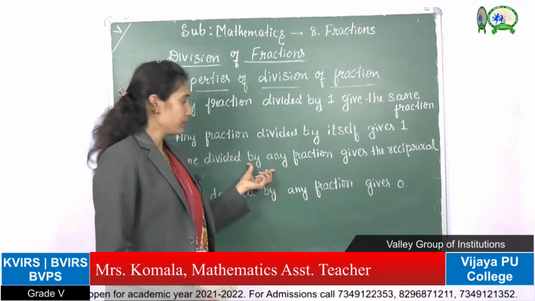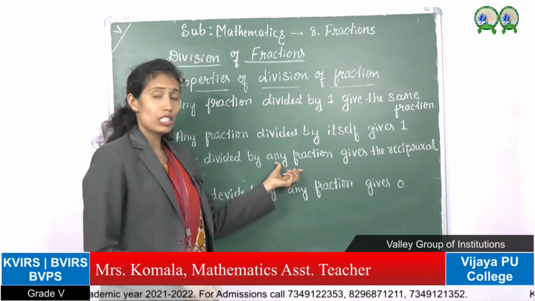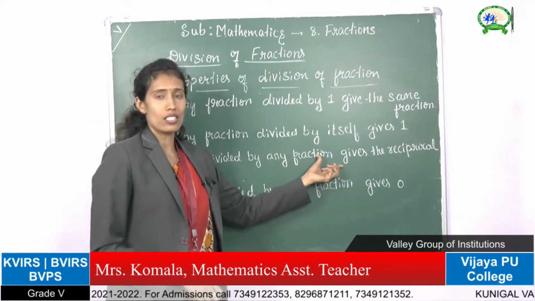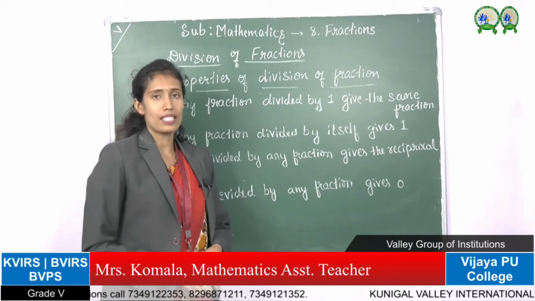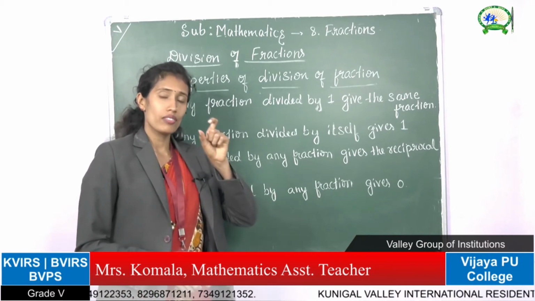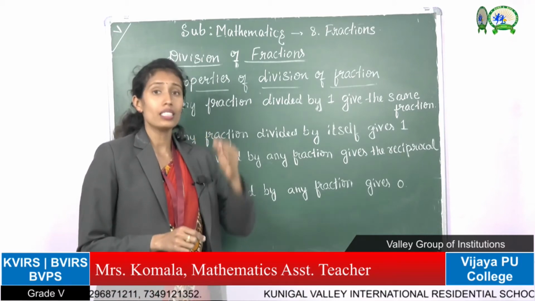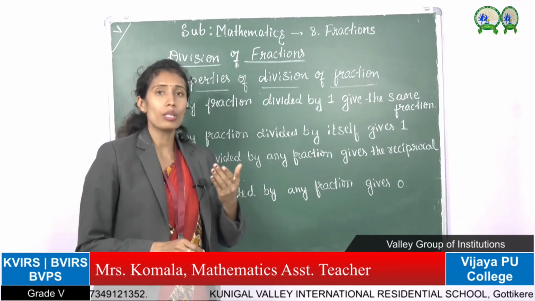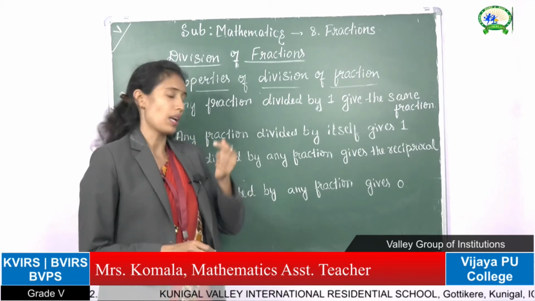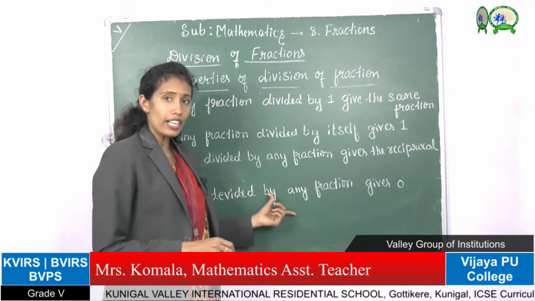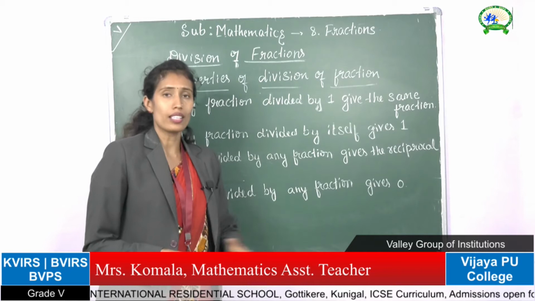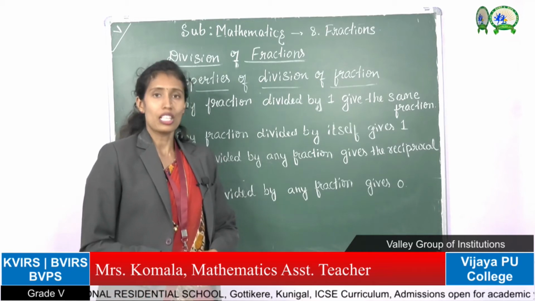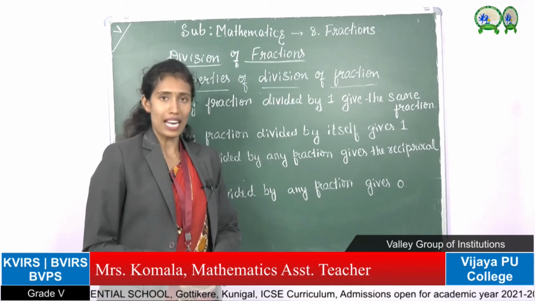And the number 1 divided by any fraction gives the reciprocal of that fraction. For example, if the number 1 is divided by another fraction, the answer will be the reciprocal of that number. And 0 divided by any fraction always gives 0. These are all the 4 properties of division of fractions.